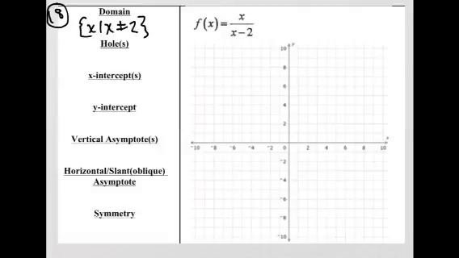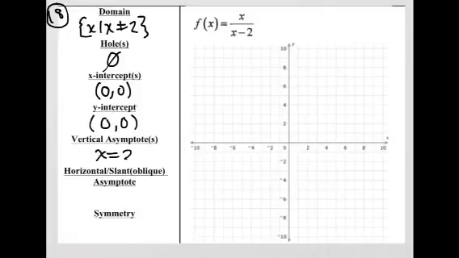No holes because there are no common factors in the numerator and denominator. The x-intercept is 0, 0, so that means the y-intercept is also 0, 0. Vertical asymptote is x equals 2 because that's what makes the denominator 0. This is a powers equal function, so leading coefficients are both 1, so 1 over 1 is 1. And the symmetry for this one, actually it's not even because you don't get the same function back, and it's not odd because you don't get the opposite back, so it's none.